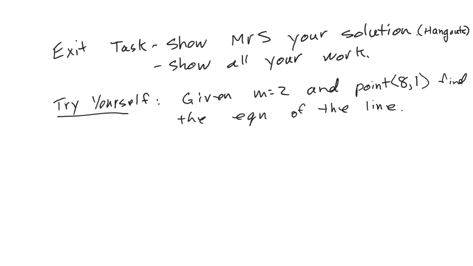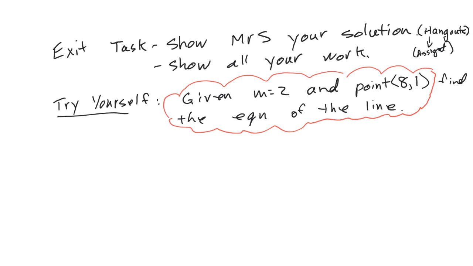Okay, for your exit task, I'm going to give you the option of using Hangouts to send me a picture of what you're using, or you can use the assignment that I've put out for you for this problem on our course webpage. Now, try for yourself. Given m is 2 and the point 81, I want you to find the equation of the line for me. Show me your solution.